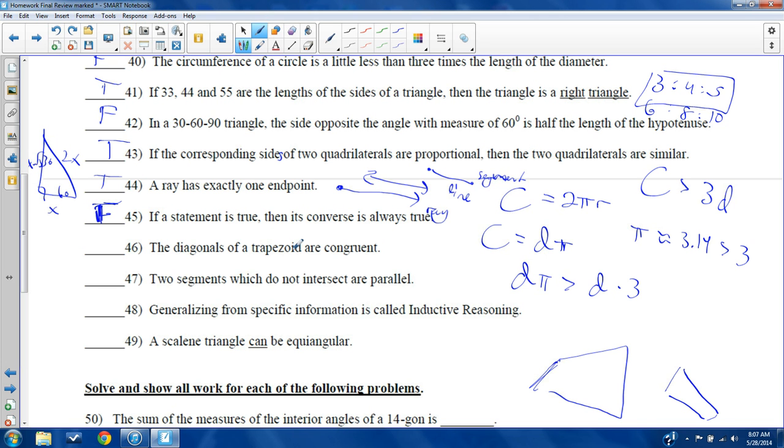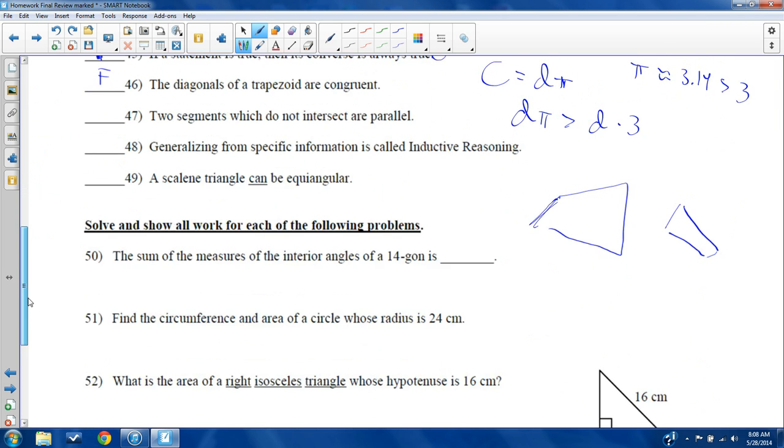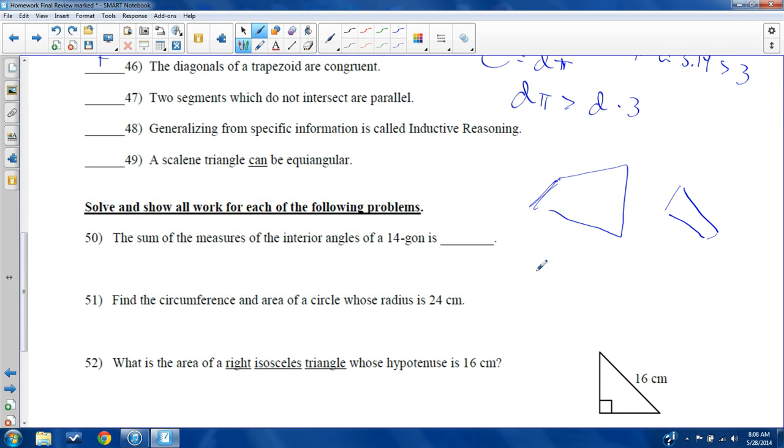46, the diagonals of a trapezoid are congruent. False. I'll give an example. Remember, whenever it's false, that means you can give a counterexample. So, for example, if I have a trapezoid with parallel segments right here, I'll draw a big one out there. These are the parallel parts. Is this congruent to that? I don't think so. I don't think those diagonals are congruent. Now, it's not drawn to scale per se, but that's an example of, like, if this length is 2, this is 10. No, these aren't going to be equal.